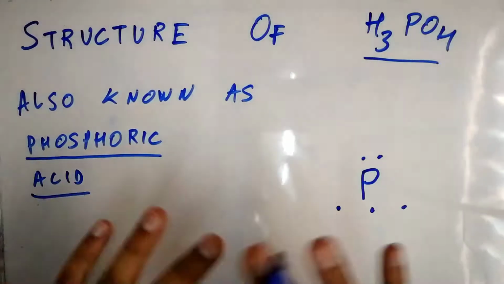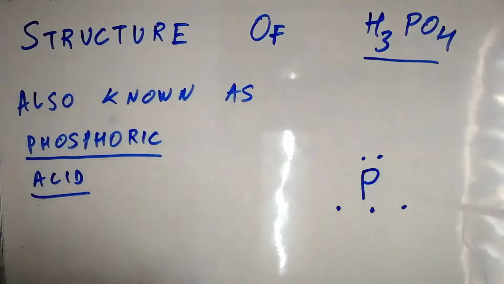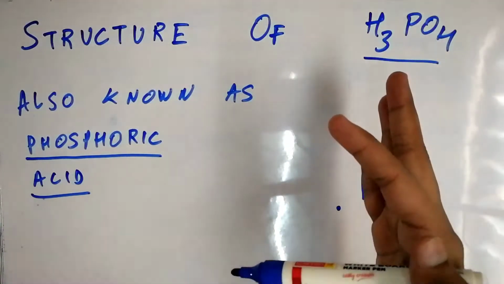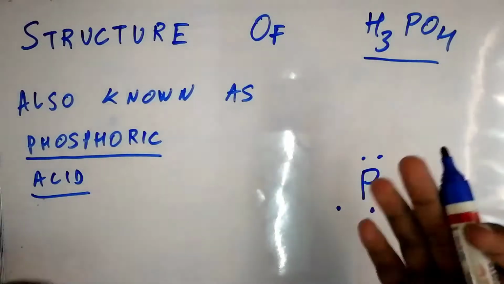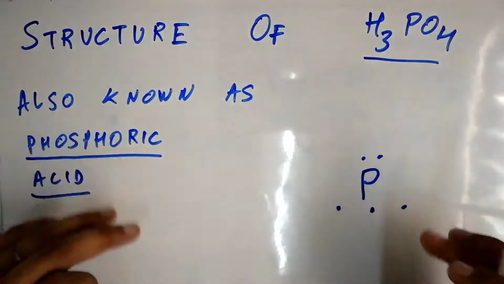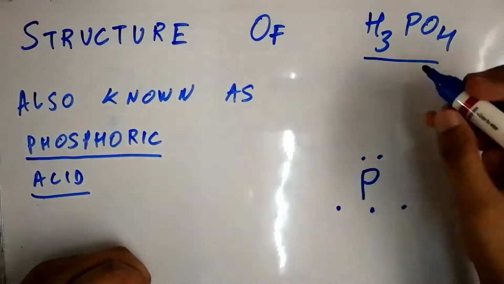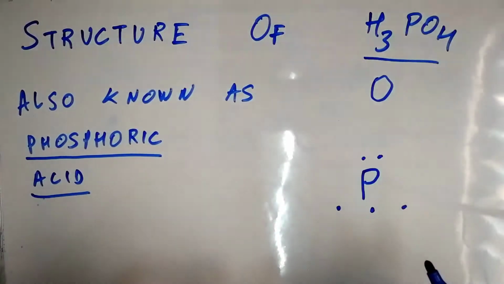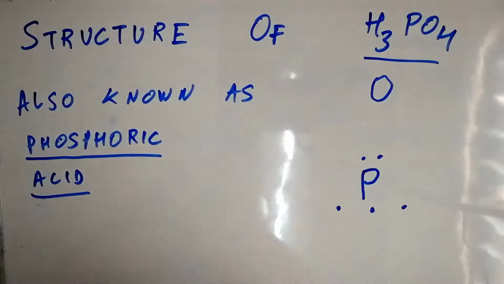Before I tell you how to write the structure, one thing I want to make very clear is that when we're writing the acids of phosphorus, as in this case, or maybe H3PO2 or H3PO3, the one thing that you should do is simply put an oxygen above phosphorus. That's it. Now we are going to proceed to write the structure.